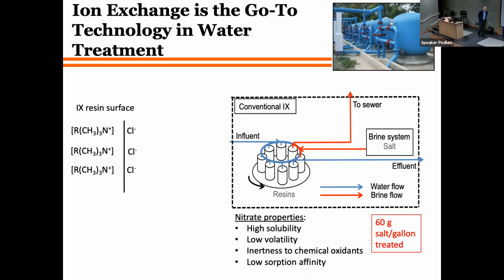But nitrate has high solubility and low volatility. It's relatively inert to chemical oxidants, and it has a low sorption affinity. So all those things make it difficult, and it's why we use ion exchange.